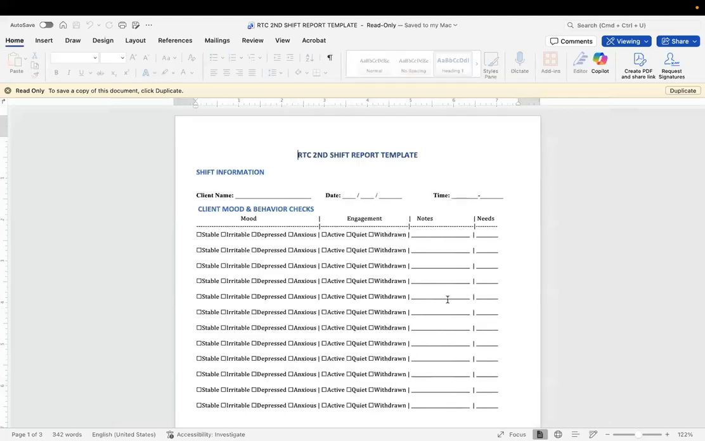All right, so this is the second shift. This is only going to be for people that are in residential care. This is going to be pretty fast. Once you send everybody to bed at night, you could literally sit down and do this.